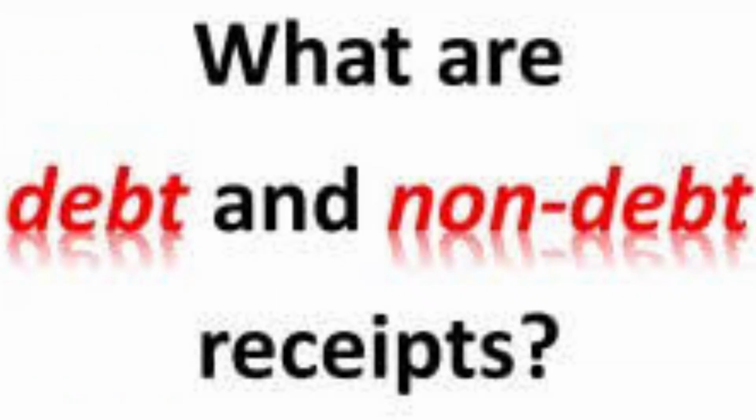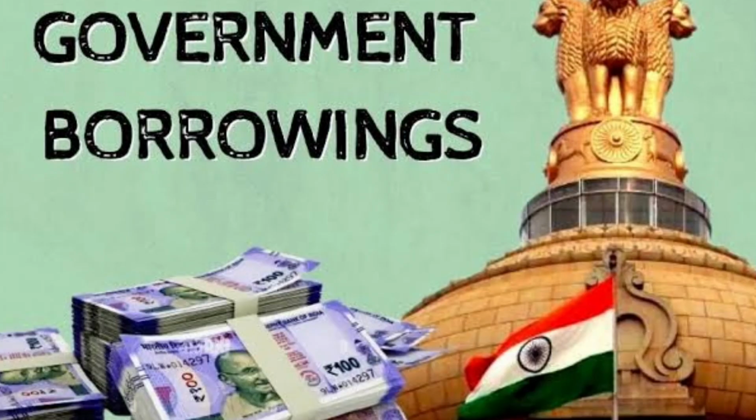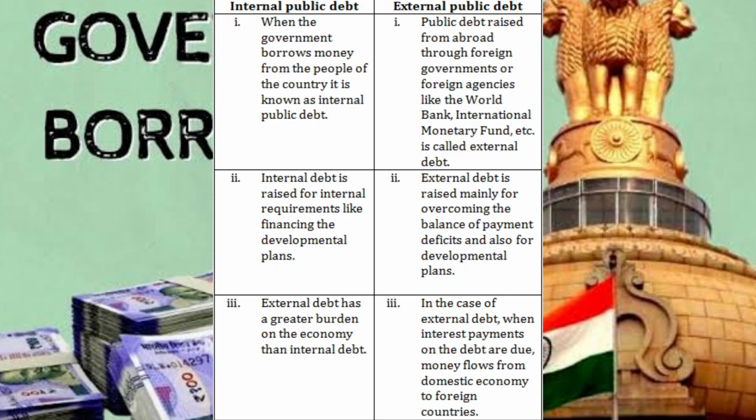Debt capital receipts. Loans received by the government are debt capital receipts. That includes borrowings. Borrowings are money that is taken out of the Consolidated Fund of India and repayable out of it. There are two types of borrowings, internal borrowings and external borrowings. Internal borrowings. Money borrowed within the country from various sources and instruments is called internal borrowings.